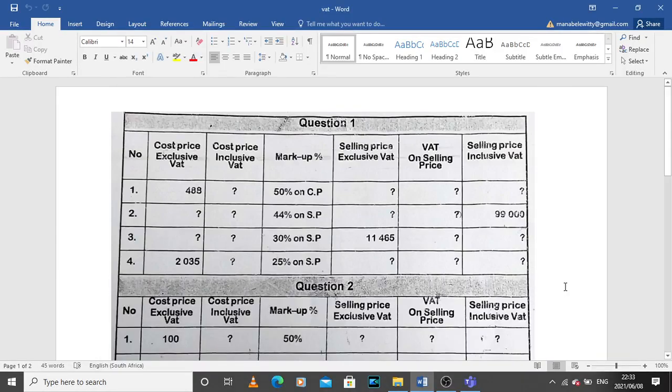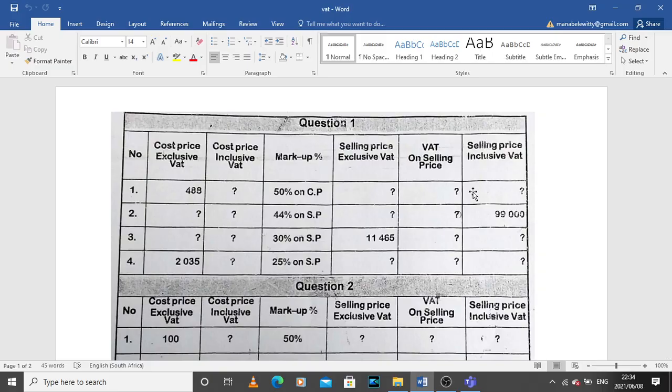Okay students, let's see how to determine VAT and markup accordingly, because this will help us when we're doing the subsidiary journals. So we'll be focusing on question 1. Here it is. We'll be focusing on number 1 in order to determine the cost price exclusive of VAT and inclusive of VAT together with the markup, going straight to the selling price exclusive of VAT and the VAT on selling price together with the selling price inclusive of VAT.